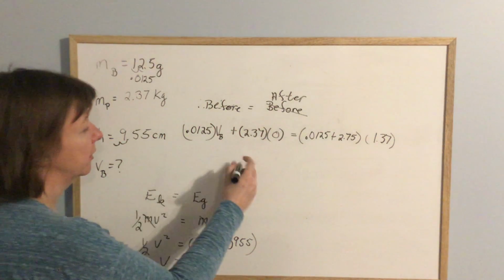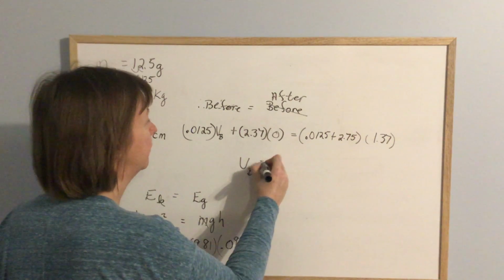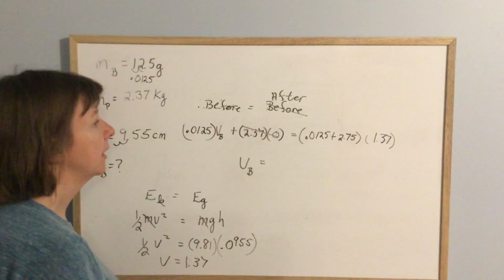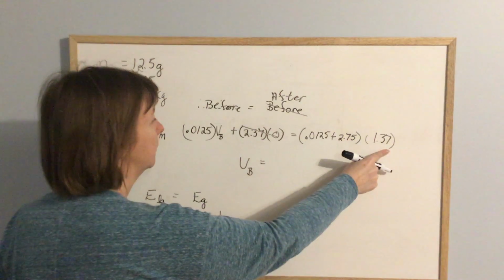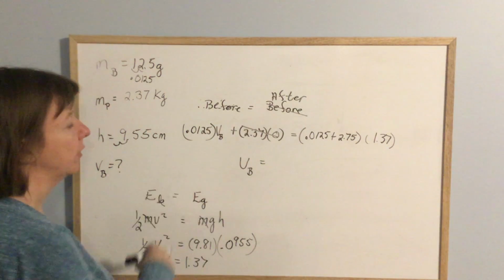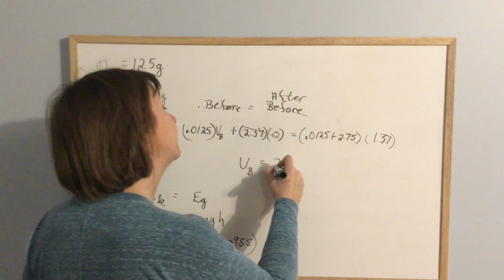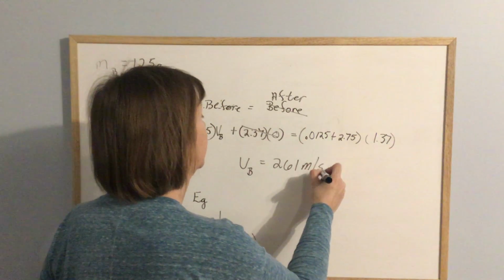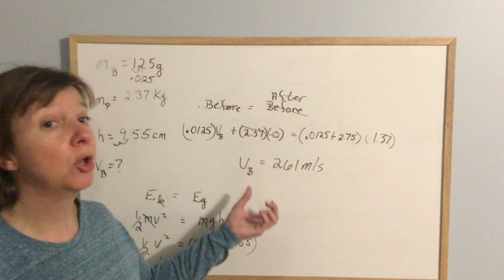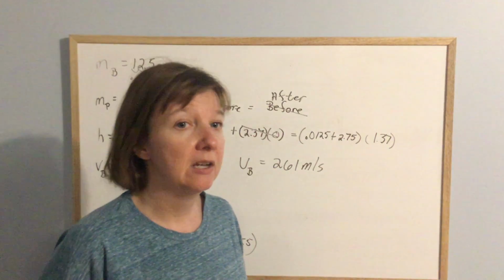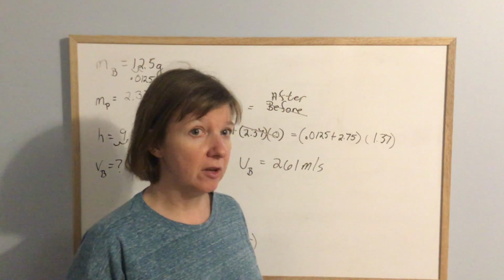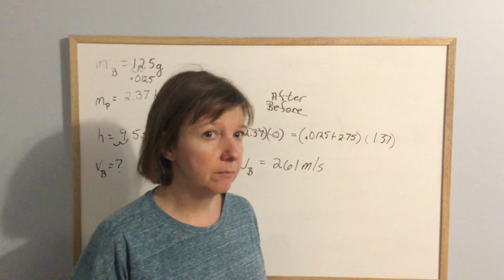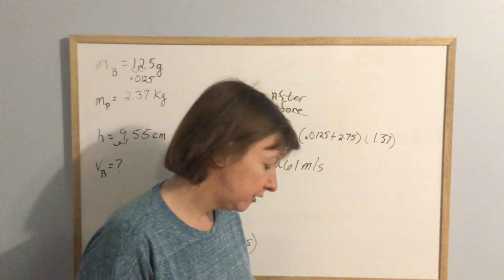Now I only have one unknown. I have the velocity of the bullet, because that's 0. So I add these two, multiply by 1.37, divide by 0.0125. That's where I got 261 meters per second. And again, it's a bullet. It should be going fast. If you didn't get a big number, I would question it, because a bullet, being a bullet, moves fast.